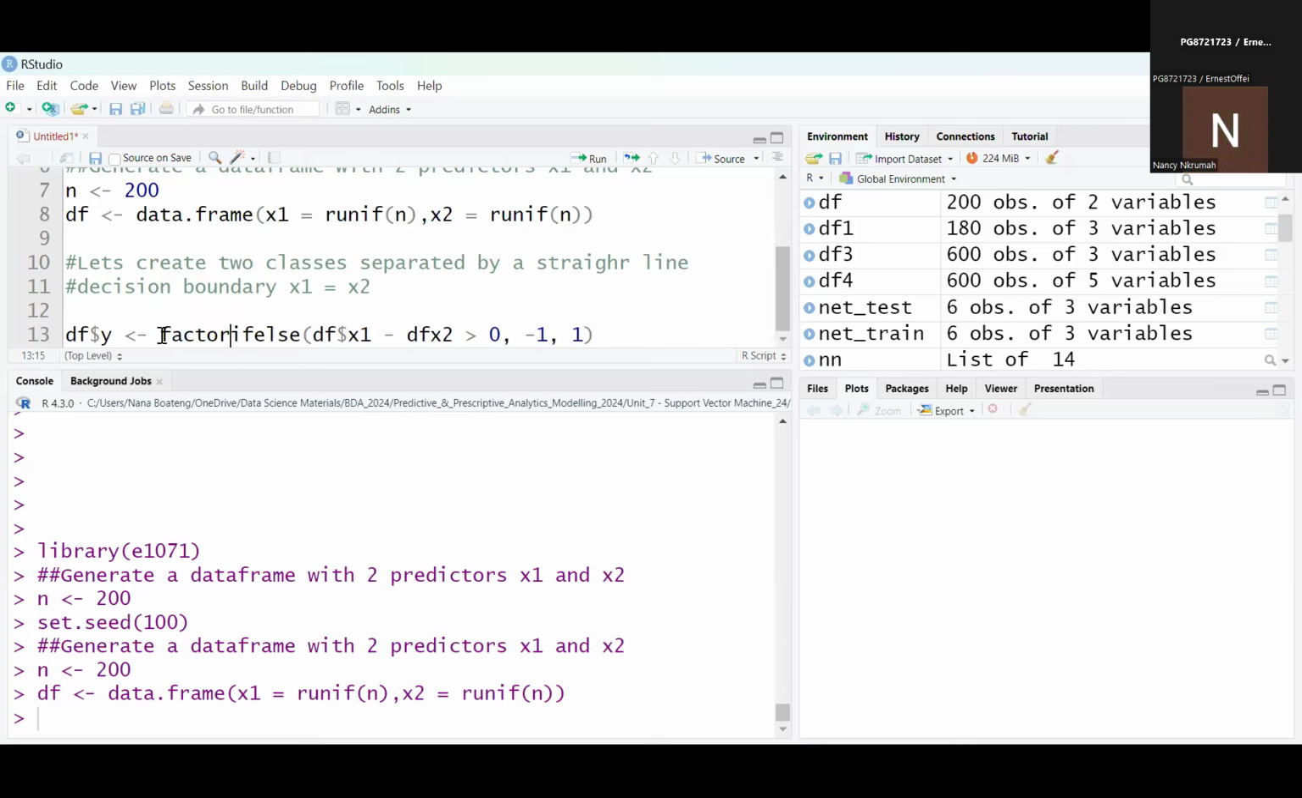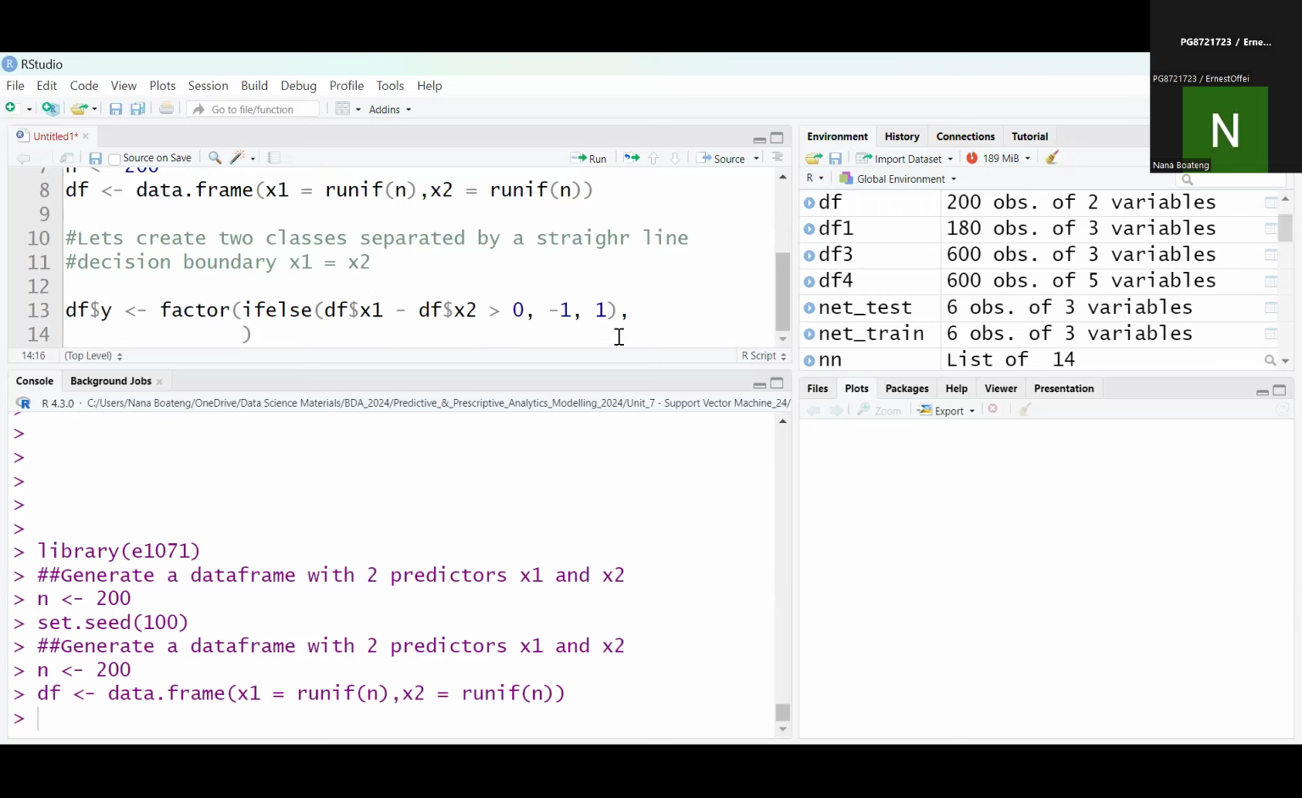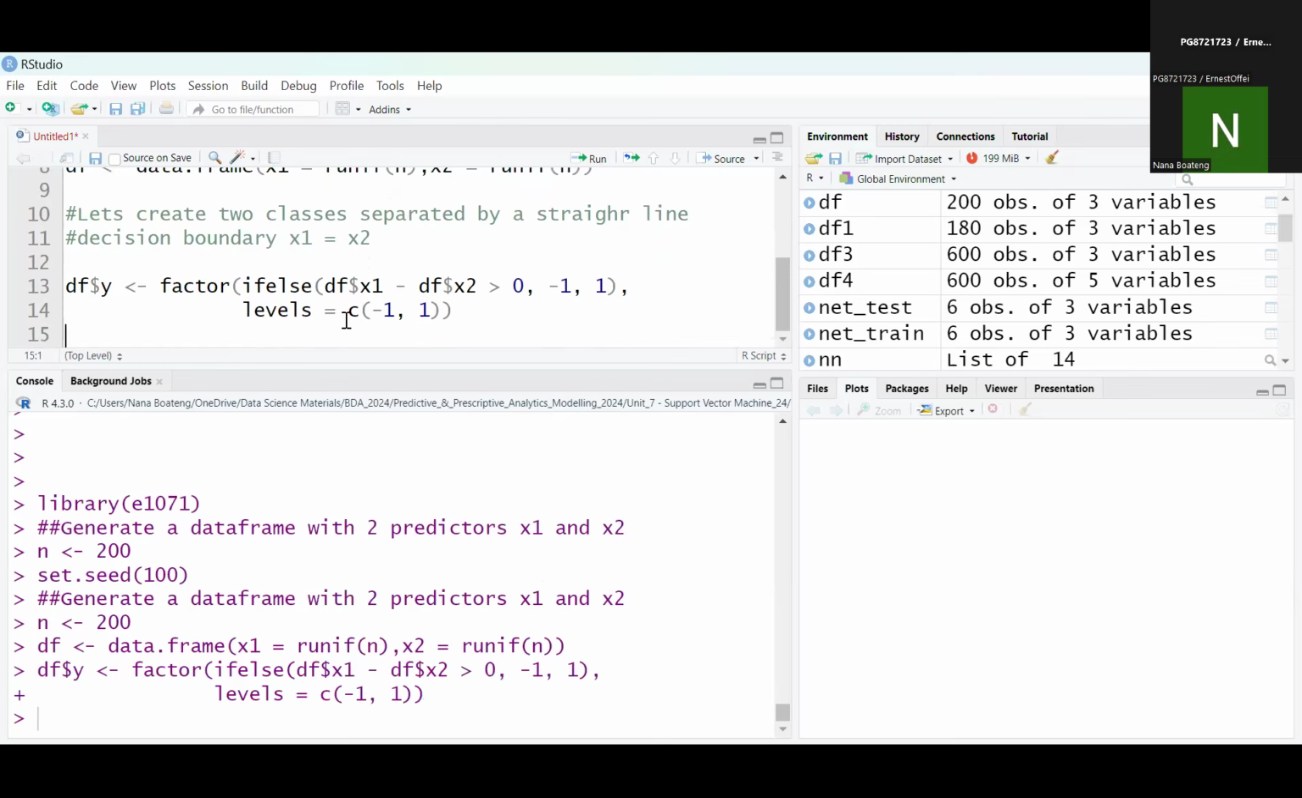Shouldn't there be a $ for x2? DF$x2. Yes, thank you. So let's specify the levels. The levels we have are -1 and then 1. Right, so let's run this so we can visualize what we've done.